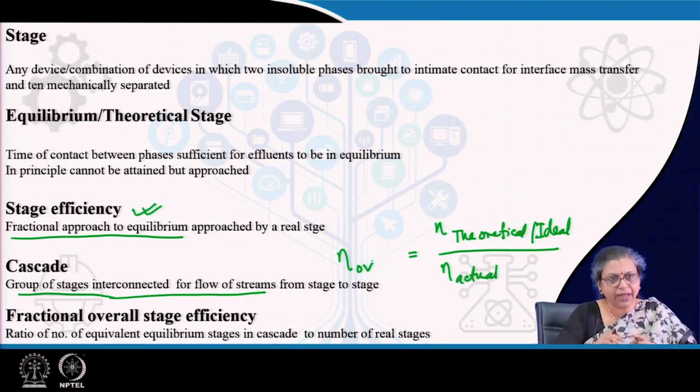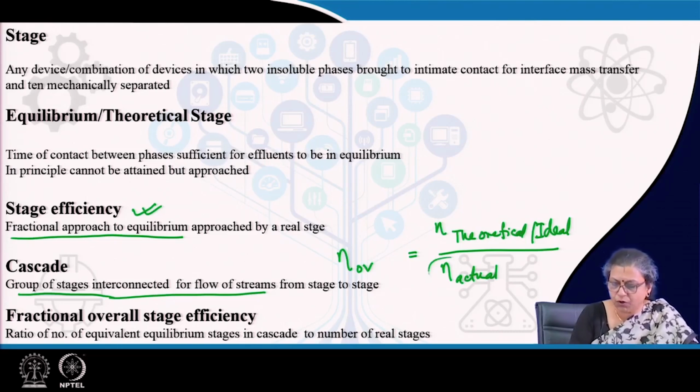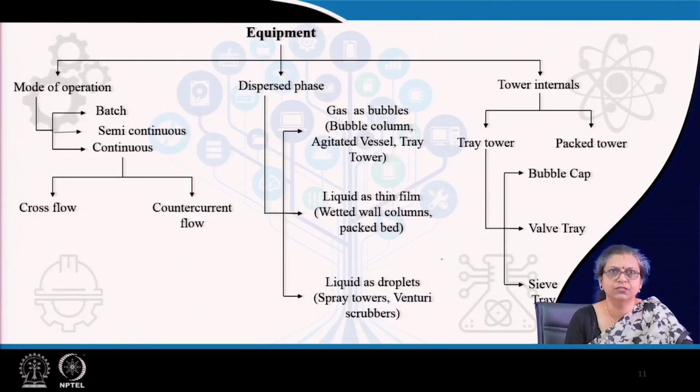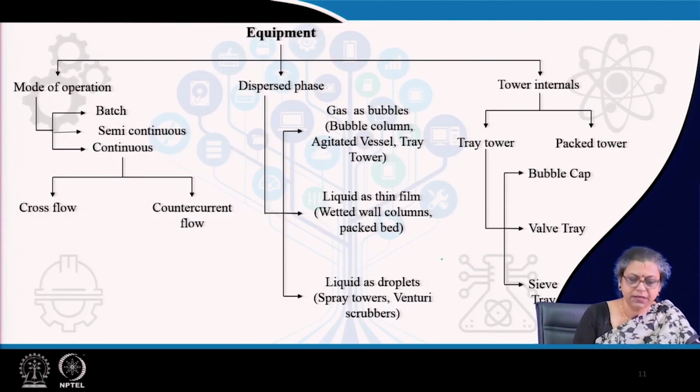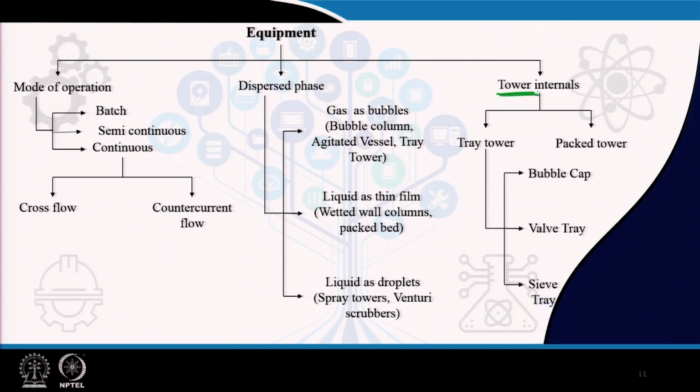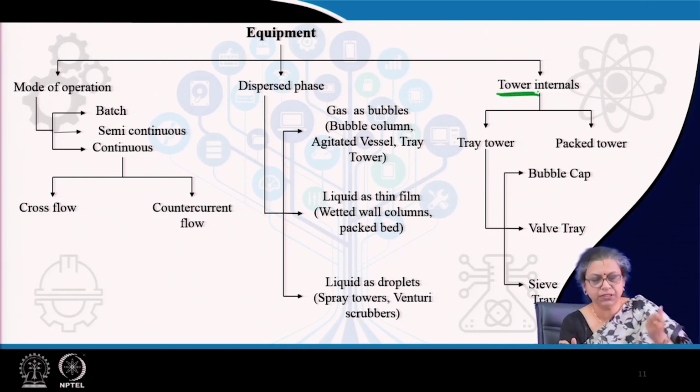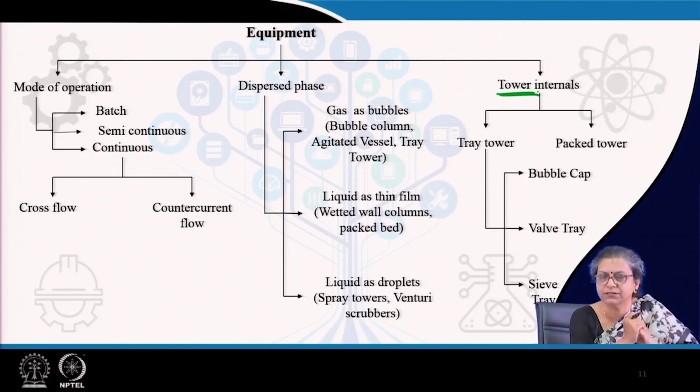Then we assume some particular efficiency of each particular stage. We use the data on efficiency, which are usually obtained from heuristics or they are available based on experience, and using that we find out what will be the number of actual stages. And as I have already mentioned, all these stages are housed in a tower, and in that tower, in order to increase the mass transfer between the phases, these towers are fitted with different sorts of accessories.